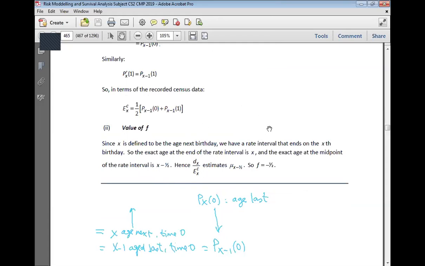So can someone tell me what should be the value of F here? So basically, what is the mortality rate that I will be figuring out? So my person is aged X, from X minus 1 till X, right? And the central exposed to risk for that case is mu X minus a half. And that is why you will have your F as taking the value of minus half.